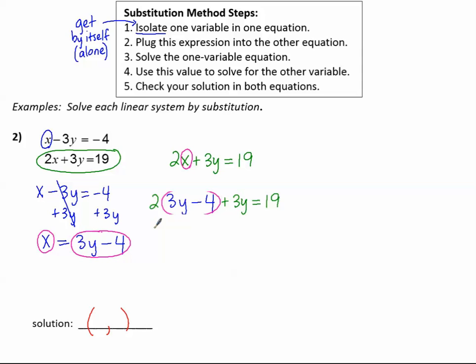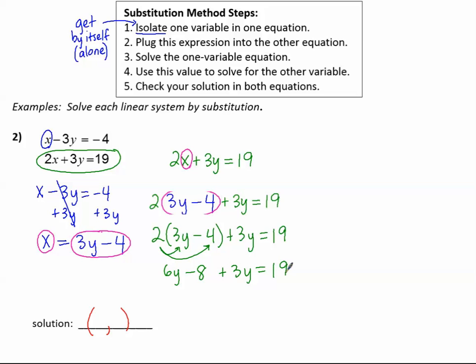Let's rewrite this equation. 2 times the quantity, 3y minus 4, plus 3y equals 19. Notice we have an equation that has only y in it now. And then we distribute. 2 times 3y is 6y. 2 times negative 4 is negative 8. Plus 3y equals 19. Combine like terms. 6y plus 3y is 9y. Add 8 to both sides. 9y equals 27. Divide by 9. Y equals 3. So the y coordinate is what we got first this time.